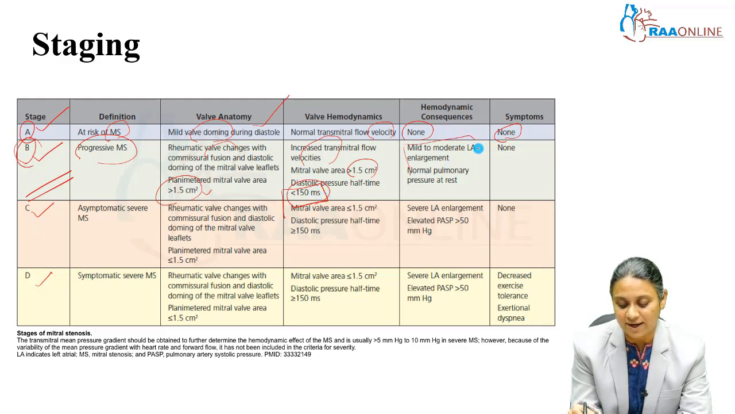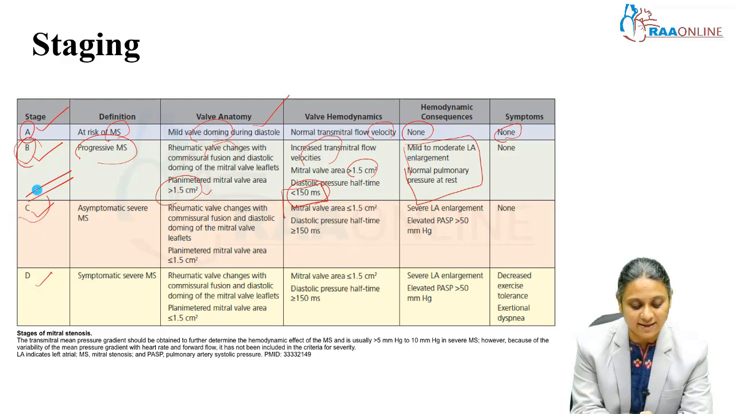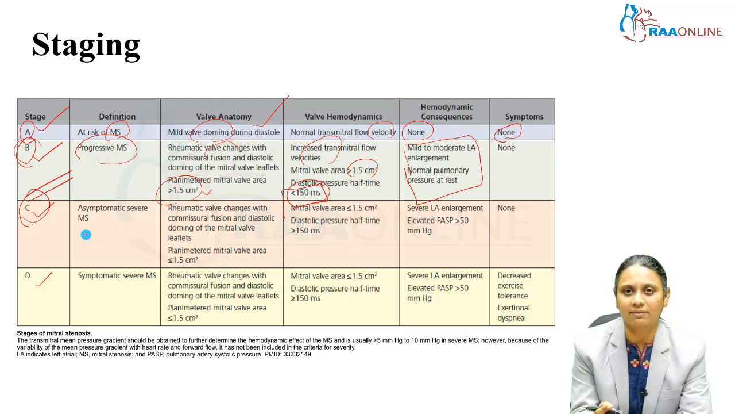So, they can have mild hemodynamic consequences, not major, that is, there is no pulmonary hypertension, no AFib, no symptoms of increased PVH. Stage C is a severe MS defined by planimetered mitral valve area less than 1.5 or a gradient between the LA and LV more than 10 millimeters of mercury, but they are asymptomatic. There are hemodynamic consequences of increased gradient and reduced valve area, but no PAH and no significant PVH. PAH may be more than 50, but they are asymptomatic.